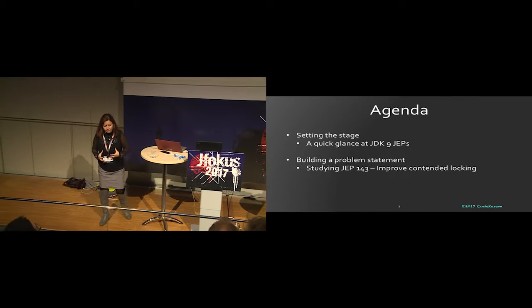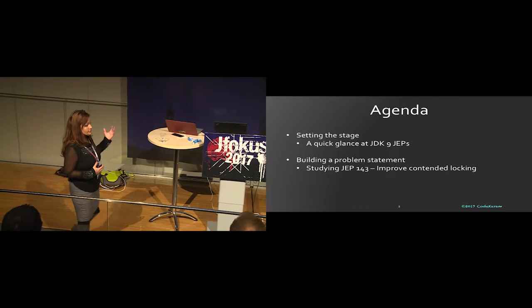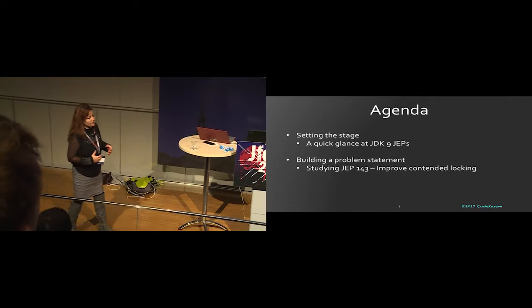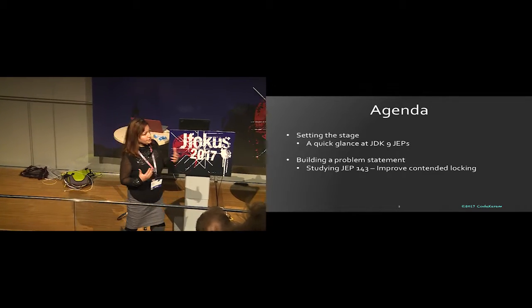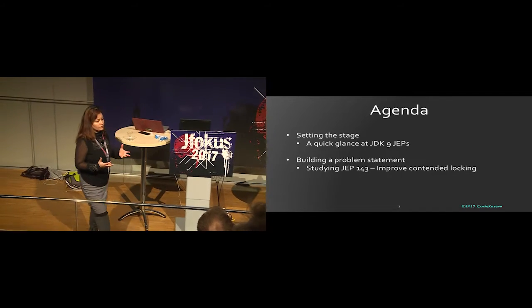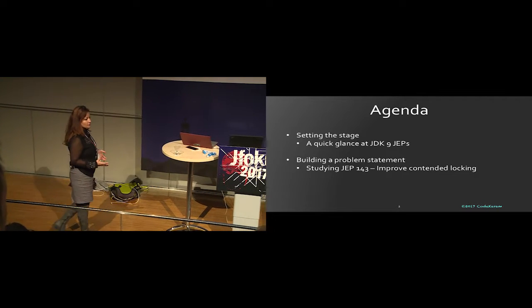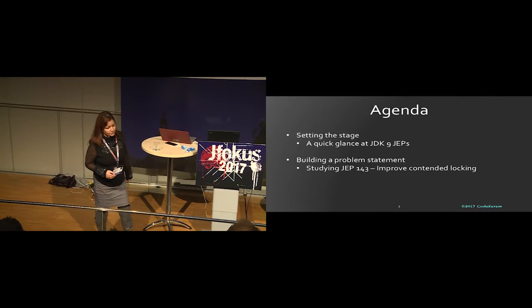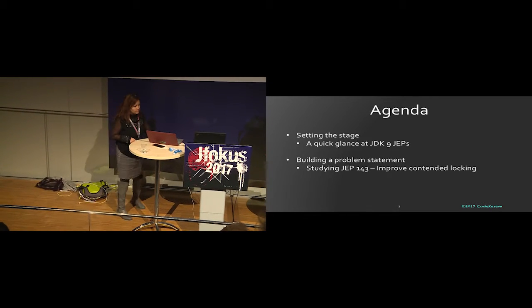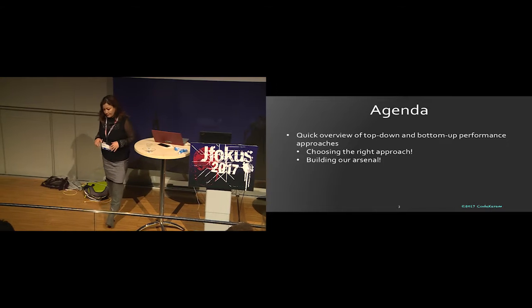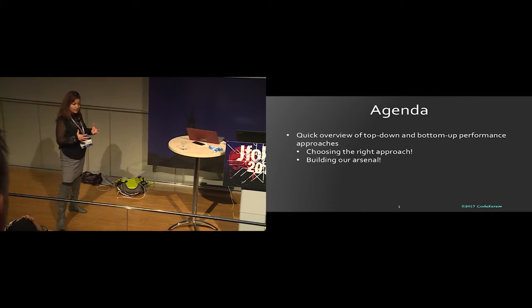First I would like to set the stage, right? So why I chose this particular one. We'll quickly look at the JEPs in JDK 9. And then we'll build a problem statement, because I want to show you how, if it was given to you, improve contended lock performance, right? If I was at Oracle and this was my JEP, what I would do. Then I'll move into more information on performance engineering approach.